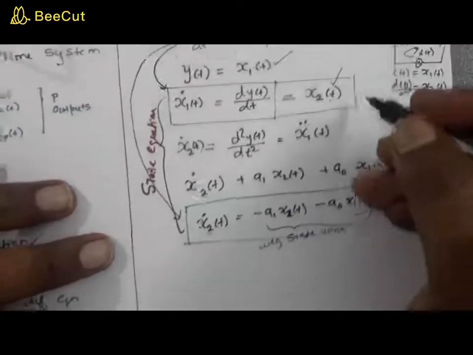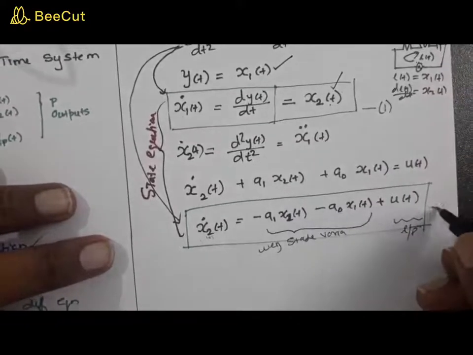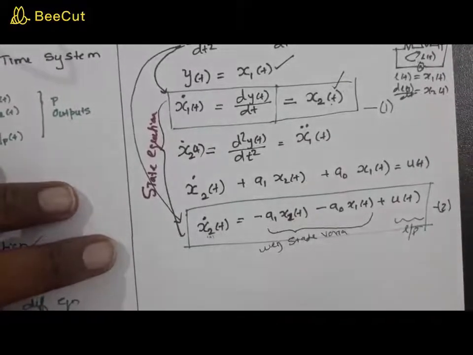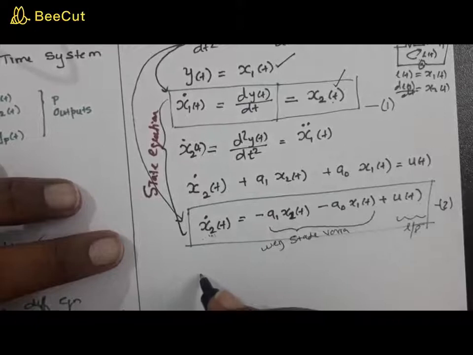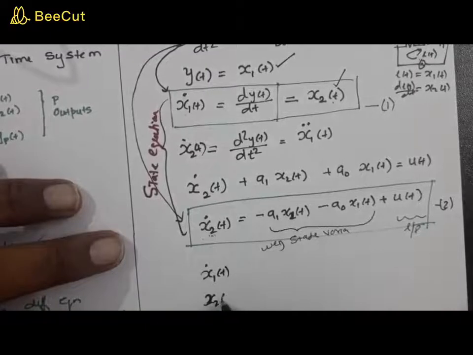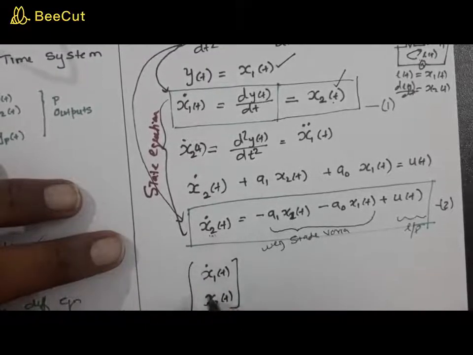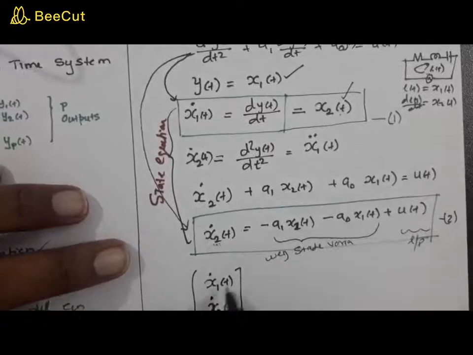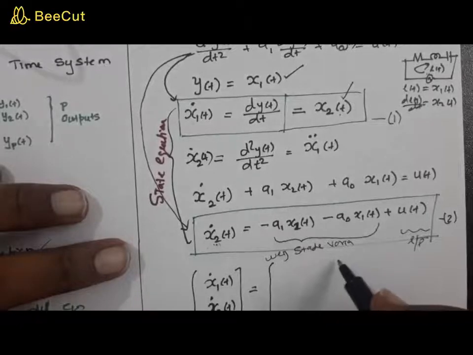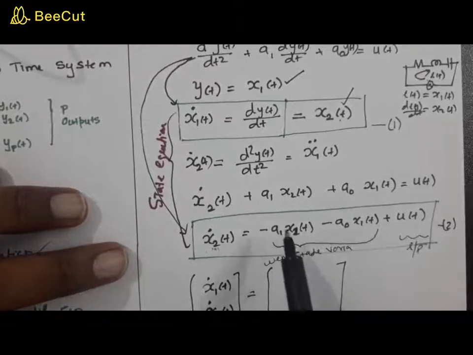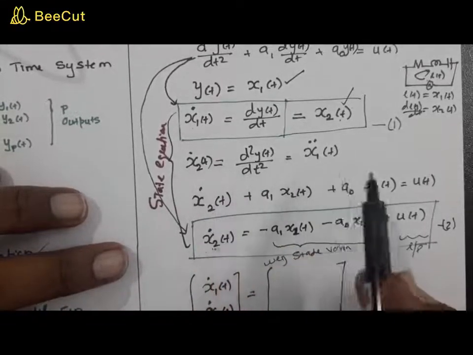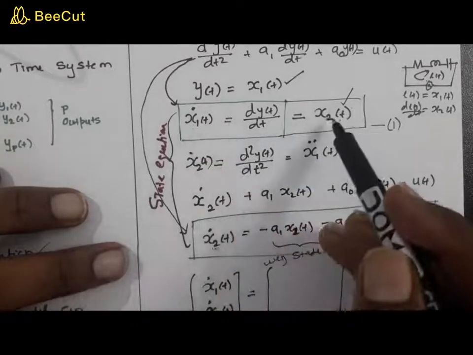Now these are the two equations. I'm calling these equation 1 and equation 2. I can directly convert them into matrix form, say, this will be x1 dot of t and x2 dot of t, so this is the first derivative of the state variables. That will be equal to, you can see that x1 dot of t is equal to x2 of t.